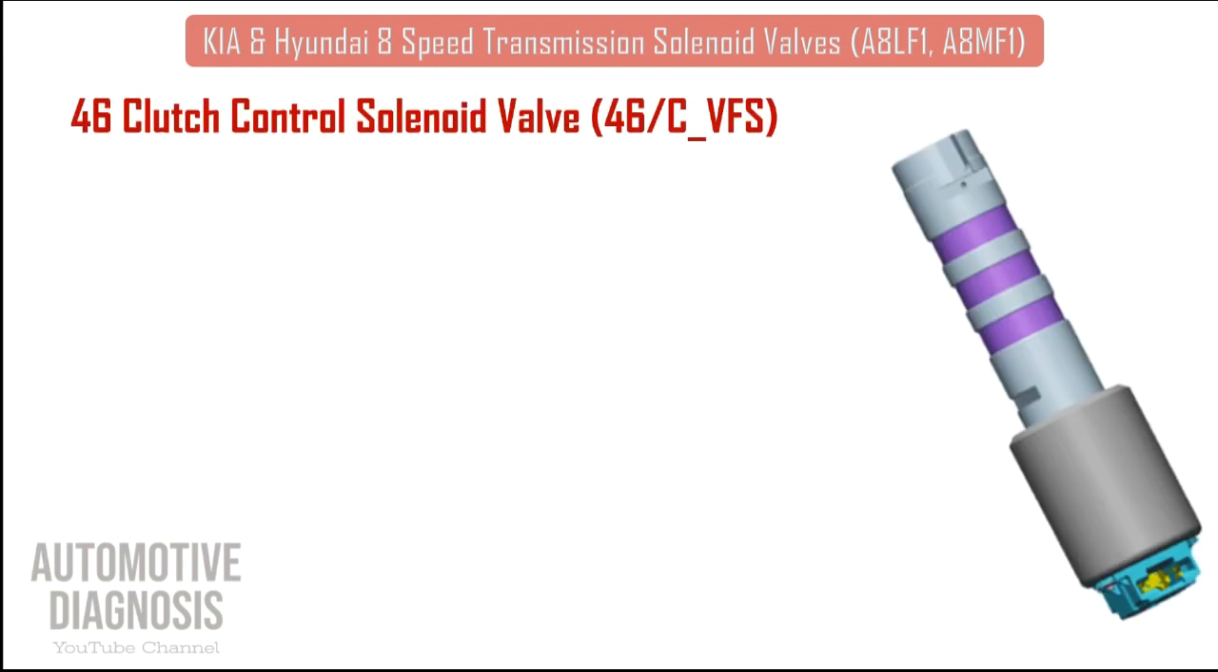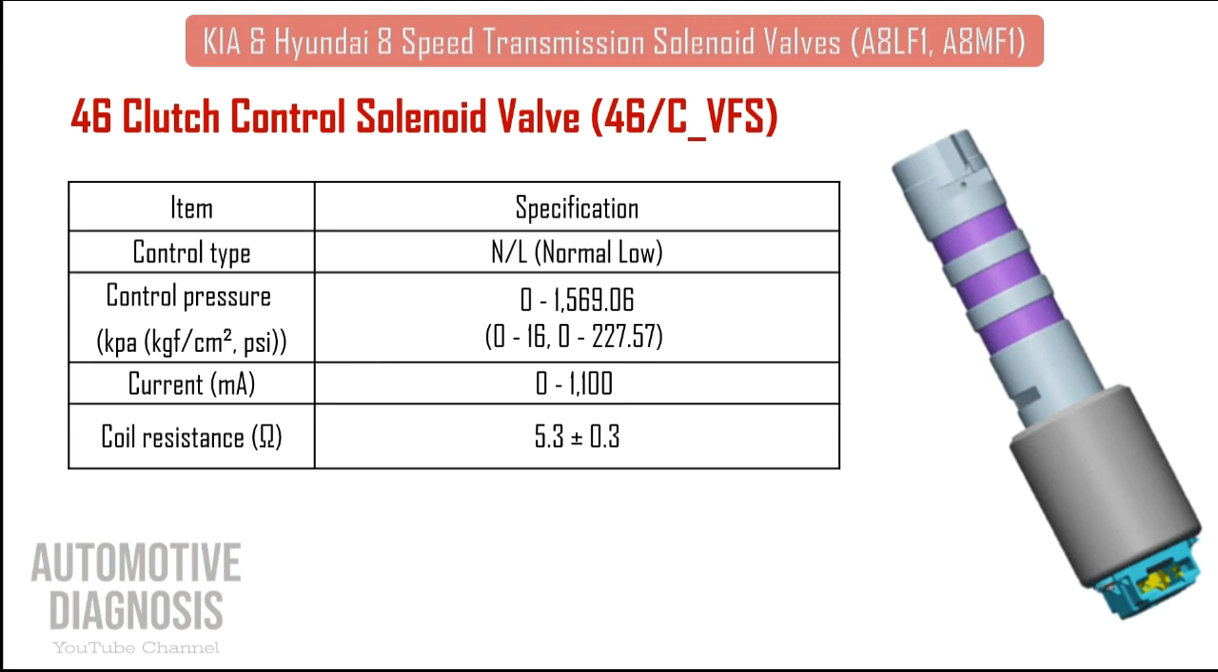We can start from the first one, which is the 4/6 clutch control solenoid valve. A good thing about the transmissions in Kia and Hyundai is these codes. When the code refers to 4 and 6, we know that this solenoid valve is working on gears 4 and 6. So this is something like a reference to that specific gear or those specific gears, to make our life easier.